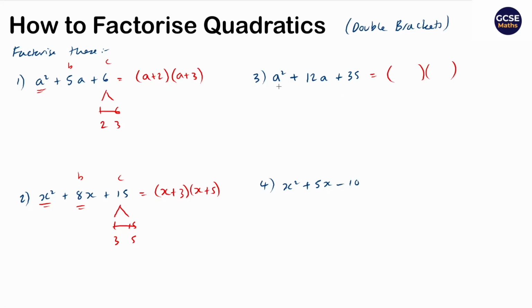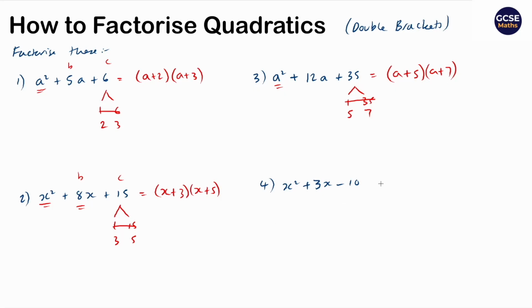Same again. So we have got a squared, a in both, factors of 35, 1 and 35, 5 and 7. 5 and 7 added together make 12. So we've got a positive 5 and a positive 7.